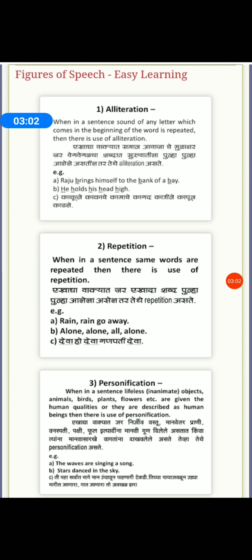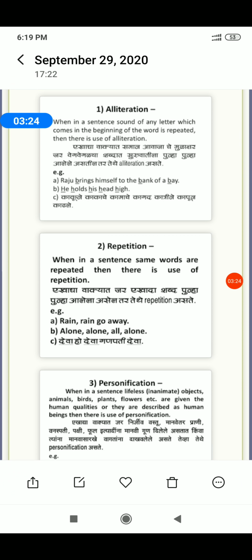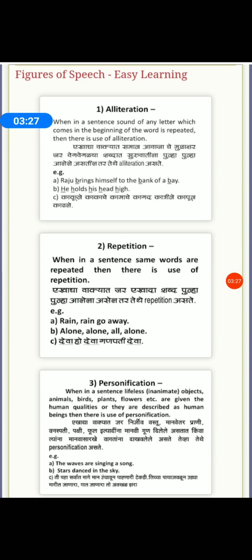लेट अस सी एक्झाम्पल. The waves are singing a song. In that sentence, waves, this is an inanimate thing, an object, and singing, this is a quality of human beings, given to the inanimate thing, waves, so there is the personification figure of speech. Stars danced in the sky. In that sentence, stars, this is an inanimate thing, and the human quality, dance, is given to stars, so there is the personification figure of speech.